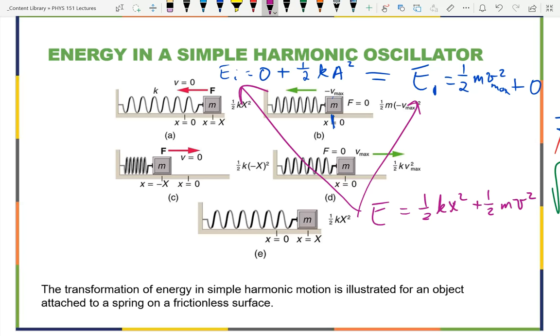I'm not going to actually do the work right now because it really is pretty simple. Just realize that you can use the energy relationship to always find v as a function of x. Remember, this equation we started with was x as a function of time. But here we can find v as a function of x.